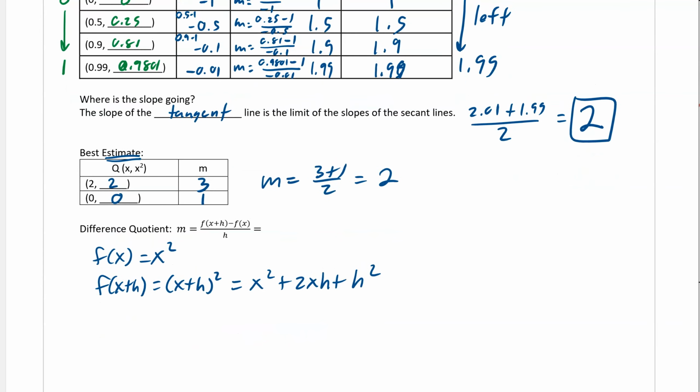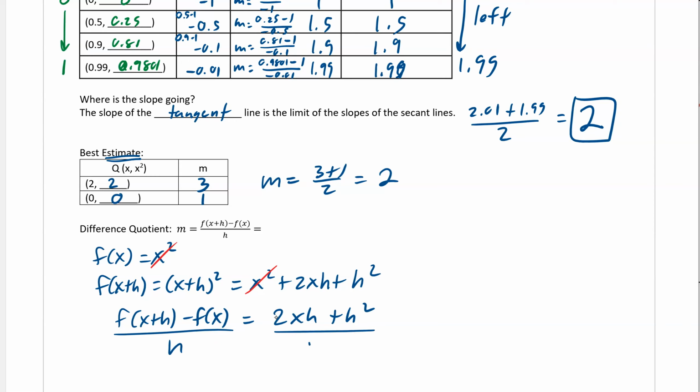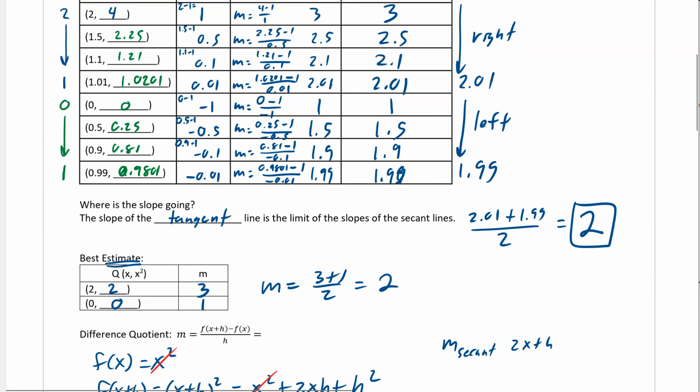And we find our difference quotient by subtracting them. So remember, these are just going to cancel, right? Then we get f of x plus h minus f of x. That's the canceled form. So 2xh plus h squared. And then we divide that by h. And that gives us 2x plus h. This is the slope of our secant. It's 2x plus h. And so that's all those slopes that we found up there.